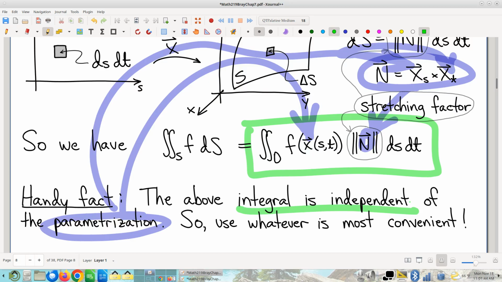Proving that is a bunch of trouble. That's in the book. Curious, but it's not what this course is about. Don't worry about it. I'm just going to assert and ask you all to trust me, and I think it's a pretty believable result. Parameterize however you like, it doesn't matter.